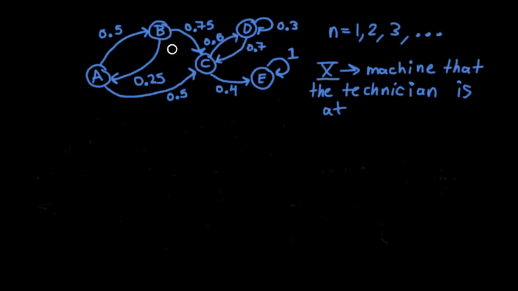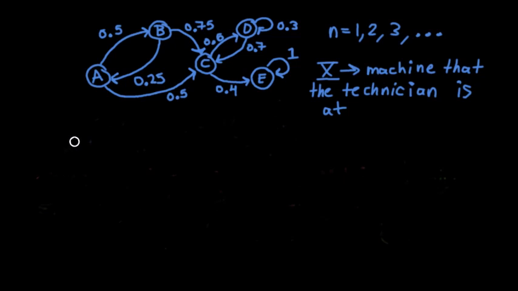You might want to know, on average, once the technician leaves machine B, how many steps will the technician have to take before they end up at B? And looking at this, it would have to be two, right? It'd have to be one, two, and then it would only be able to be in multiples of two because there's no way to get back. So anyway, different problems like that, and you can look at the picture and try to figure them out for yourself.